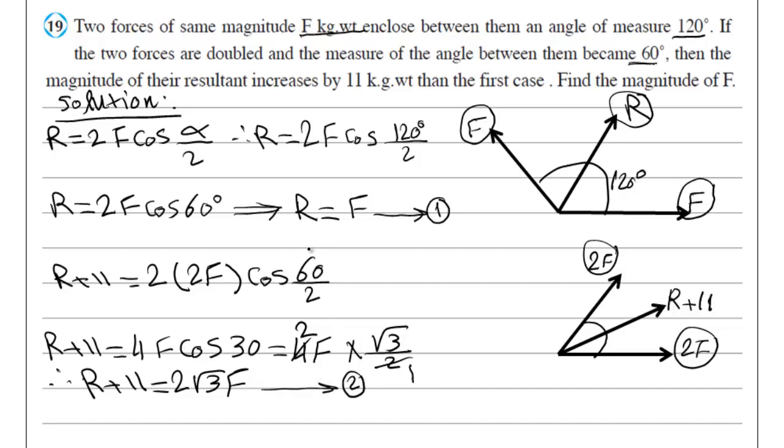From 1 and 2, we have here R equal F. So we can substitute R equal F because the required is the value of F. R plus 11 equals 2 root 3 F, that means F minus 2 root 3 F equals negative 11.